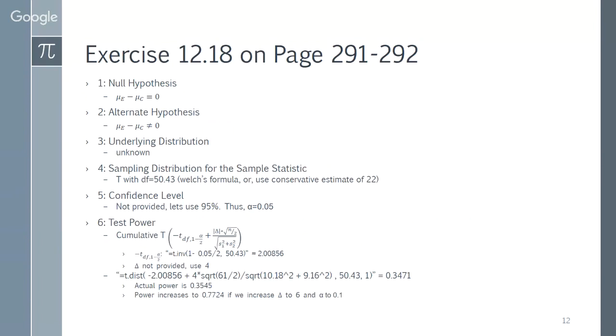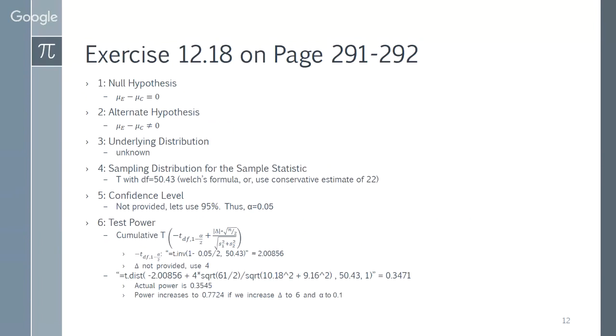What's our sampling distribution for the sample statistic? Well, our sample statistic is t, remember. We are going to take the difference in sample means divided by the standard error of the sample means. That's going to follow a t distribution. So our sample statistic is a t. It's got 50.43 degrees of freedom. We can calculate that using Welch's formula. I'm not going to do that here. You can also use the conservative estimate of 22.